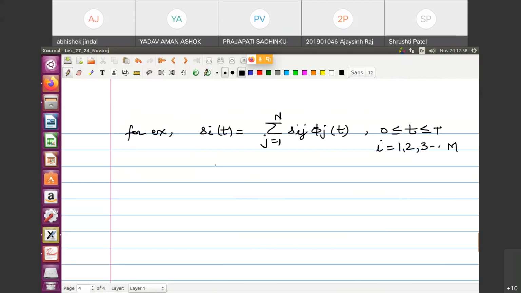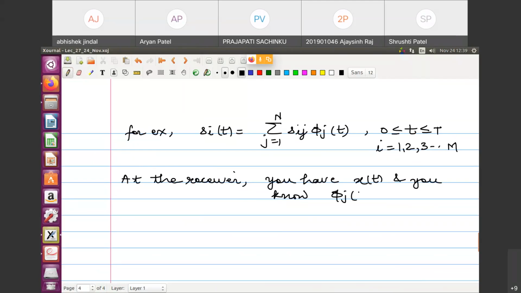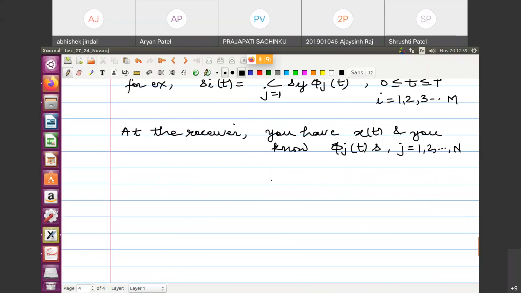Okay, so अब ये कैसे, अब सबसे पहले क्या करेंगे, अब आप x(t) है, so what we will do is, okay, now you receive x(t), so at the receiver, let us write down that at the receiver, you have x of t and you know φ_j(t)'s for j, ये आपको पता है. अब सबसे पहले आप जानते हैं what is the signal subspace.